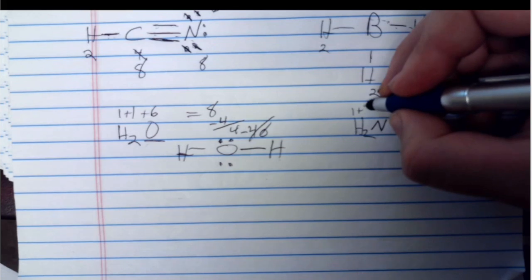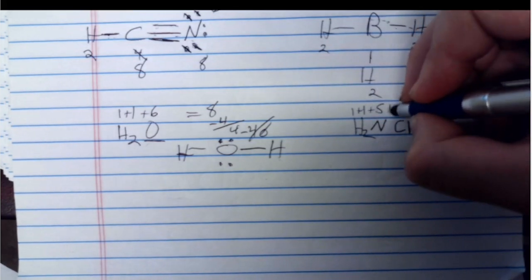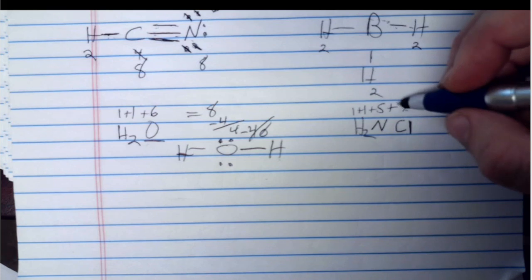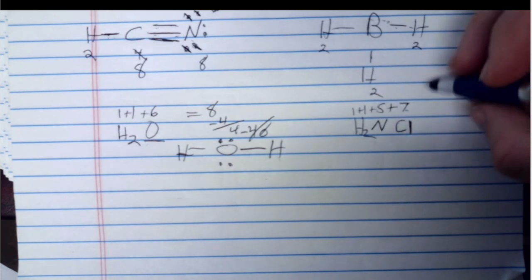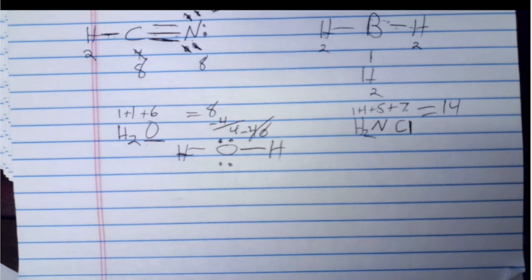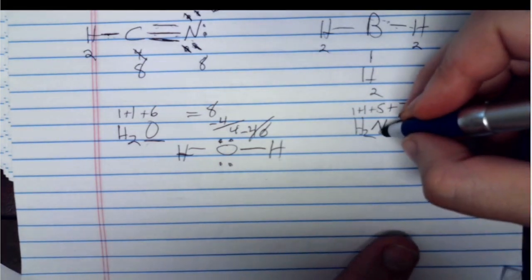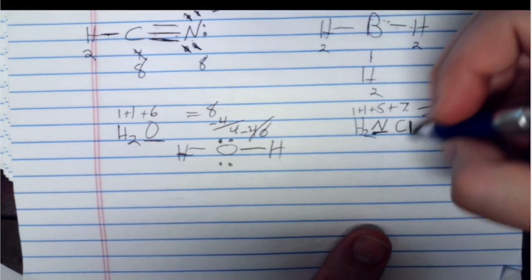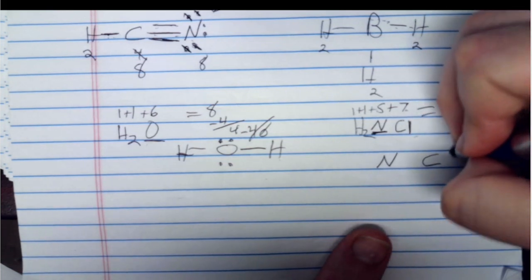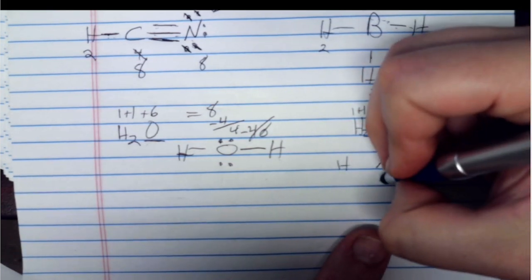1 plus 1 plus 5 plus 7. Add those up, 7, 7. You have 14 electrons. Okay. N can make the most bonds. It appears before Cl. Cl, H, H.